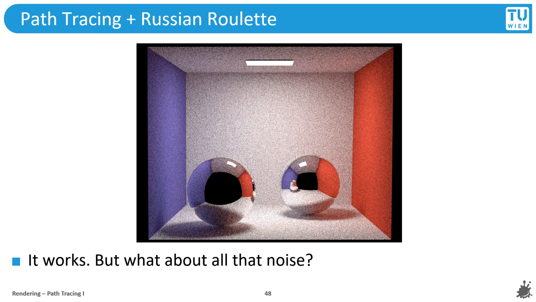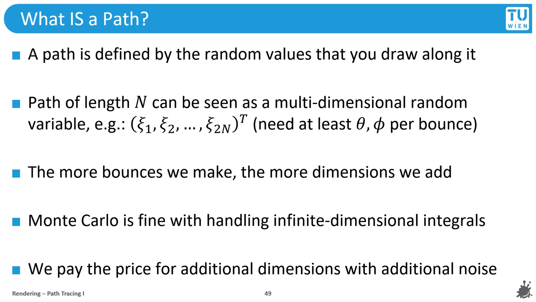If we make these changes, we find that we get a decent rendering result that is now unbiased. Already we have come quite far compared to direct lighting. But what about all that noise that we see here? Before we talk about how we can combat noise in our path tracer, let's first make a short detour and think about what a path actually is.